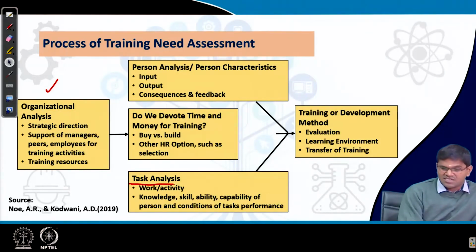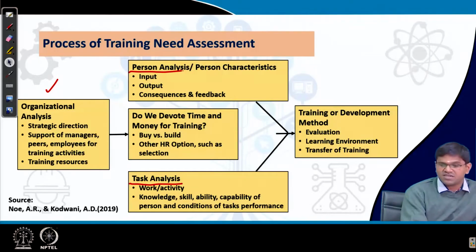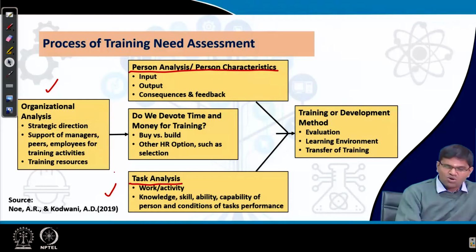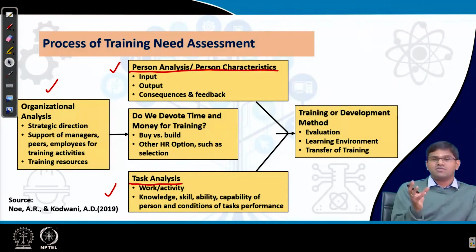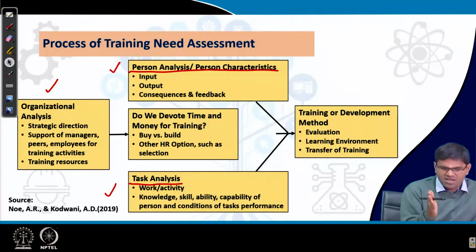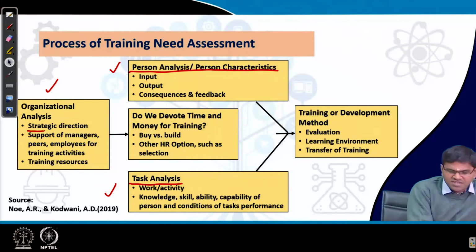This is on a task or occupation level analysis, and of course on a person analysis, because these three are the source for performance deficiency, or the source for what kind of training my organization needs. Okay, so if you look at the organizational level analysis, you will have to see what the strategic direction is.